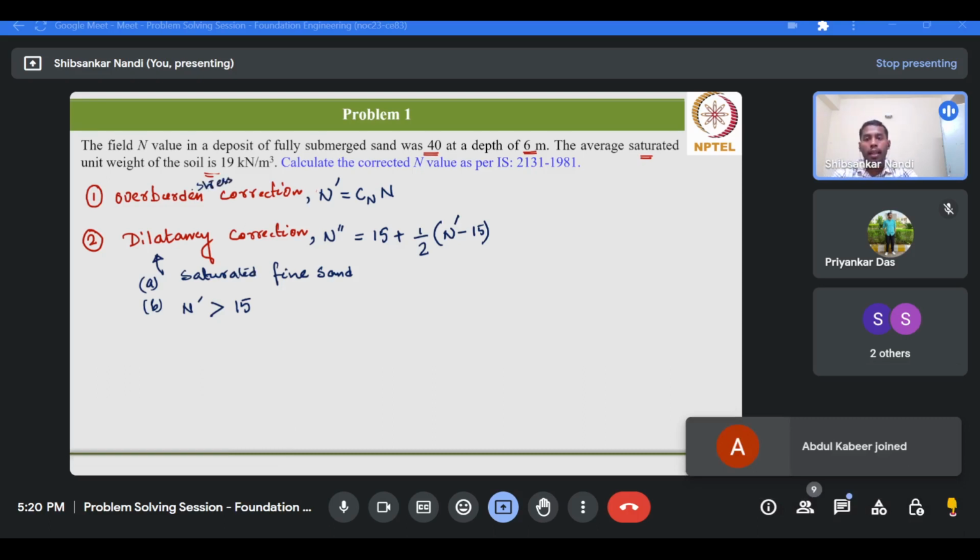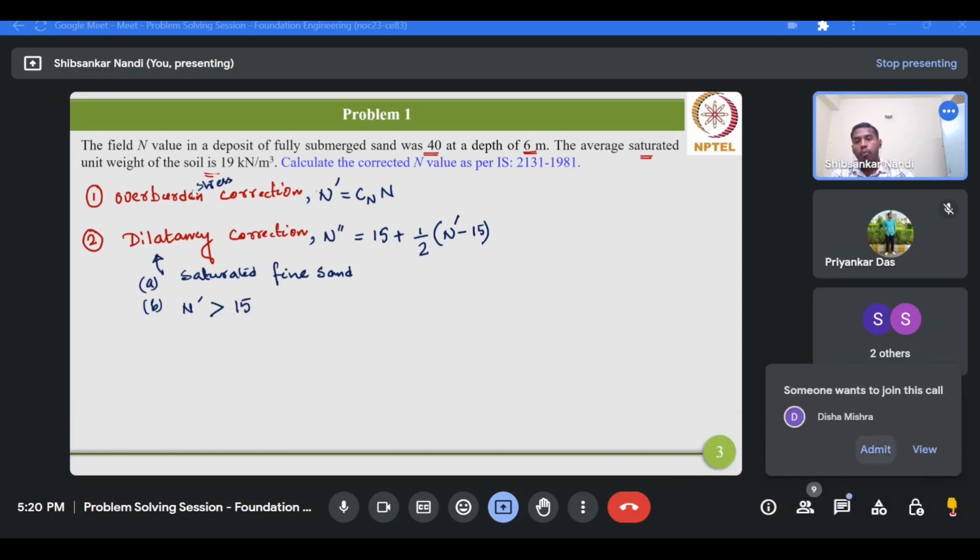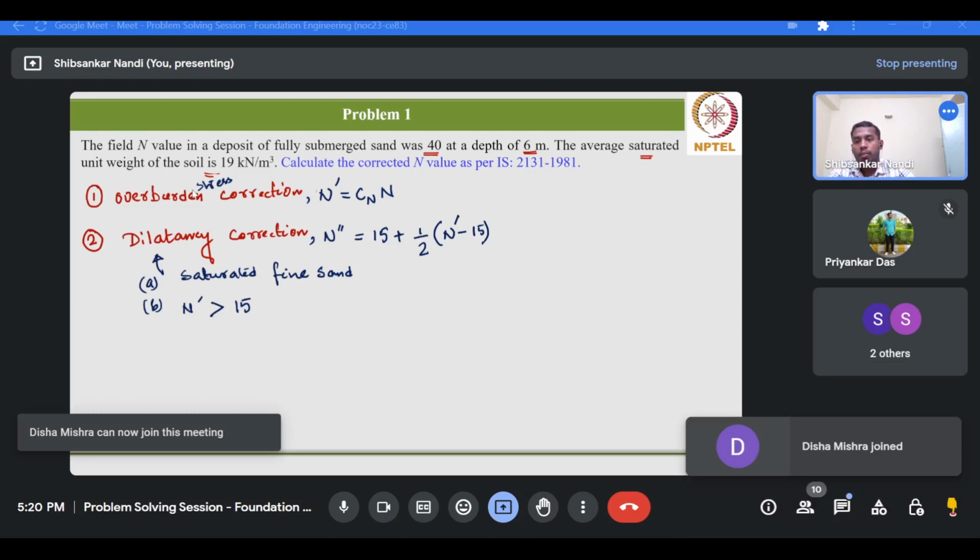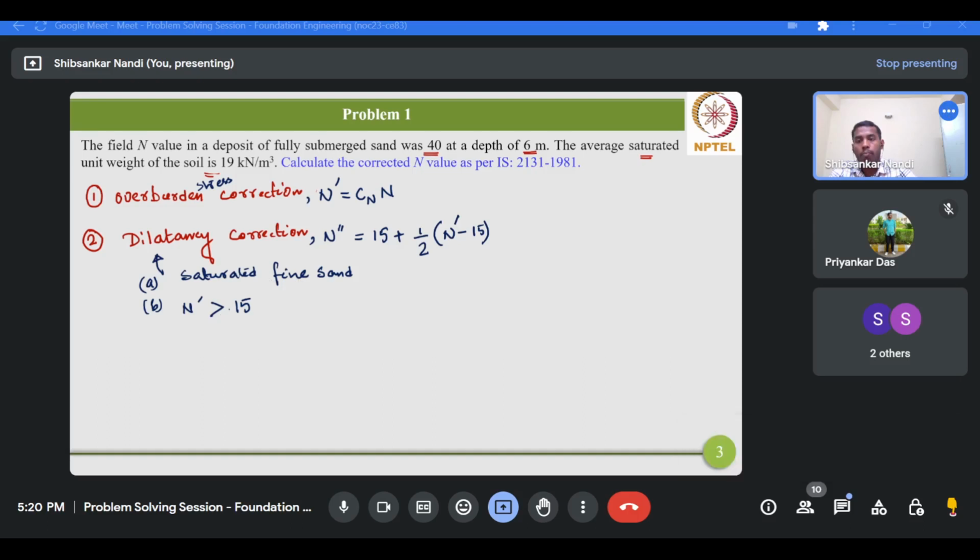Now coming to the next part, dilatancy. Why is dilatancy correction needed? For applying it, first you have to meet these two criteria: it should be saturated fine sand and the N prime should be greater than 15. What does N prime greater than 15 indicate? It indicates that the soil sample you are dealing with is somehow dense in nature, for example, dense sand.